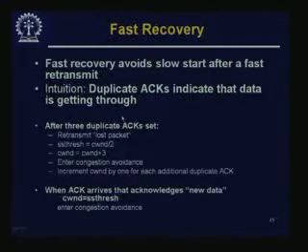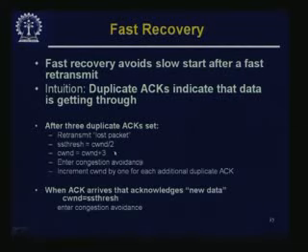So, this is fast retransmit, and fast recovery avoids slow start after a fast retransmit. The intuition is that duplicate ACKs indicate that data is still getting through, at least the duplicate ACKs got through. So, after 3 duplicate ACKs, retransmit the lost packet. SS thresh you decrease to half, but CWND is equal to CWND plus 3, and then you enter congestion avoidance. Increment CWND by 1 for each additional duplicate ACK. So, this is fast recovery, but then after this you enter congestion avoidance.